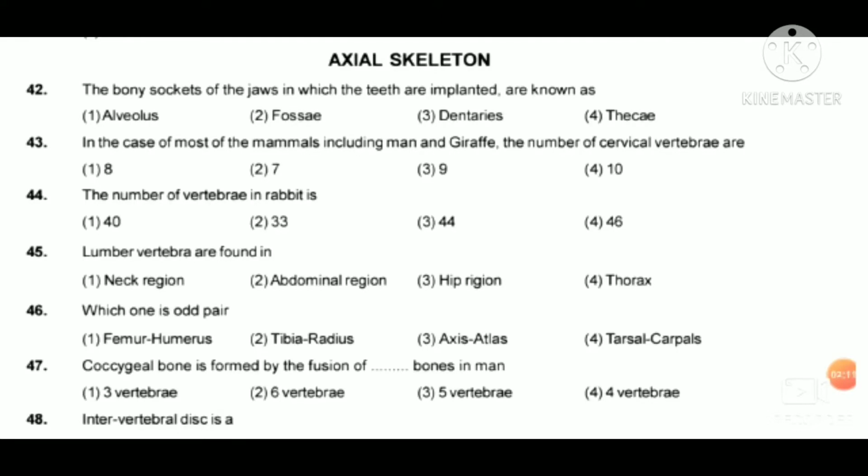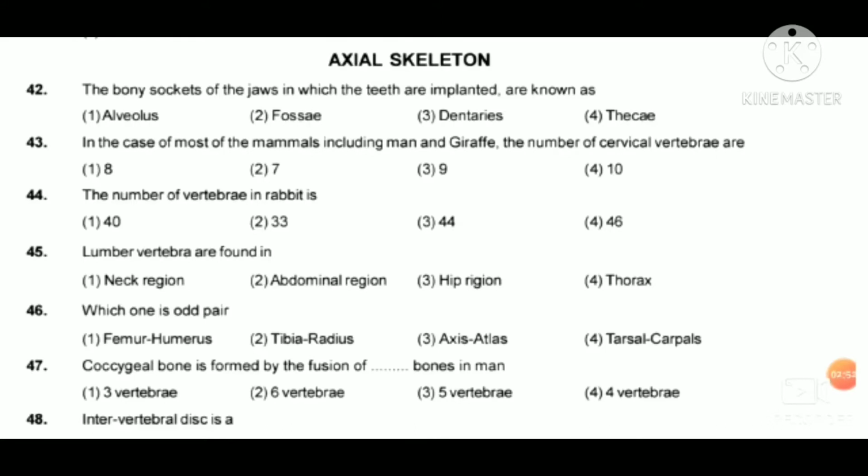Next is question number 46. Which one is the odd pair? Number 1 femur and humerus, number 2 tibia and radius, number 3 axis and atlas, number 4 tarsal and carpal. Femur is the leg bone, humerus is the arm bone. Second, tibia is the leg bone and radius is the arm bone. Third, atlas and axis, both are the cervical vertebrae C1 and C2. Next, tarsal and carpal: tarsal is the foot bone and carpal is the hand bone. So the odd one is option number 3, axis and atlas. So the answer is option number 3.